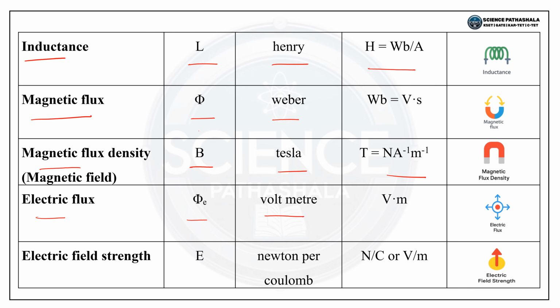The next is electric field strength. Electric field strength is the force experienced by a unit positive charge placed at a point in the field. It is represented by the symbol capital E. The SI unit is Newton per coulomb or volt per meter.